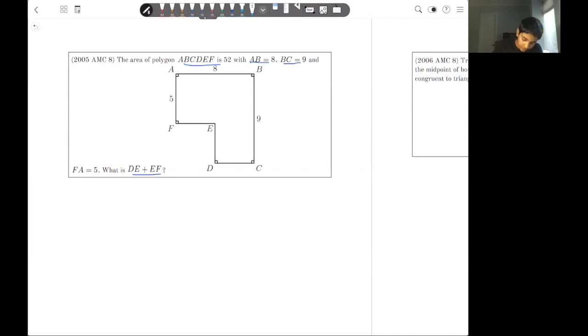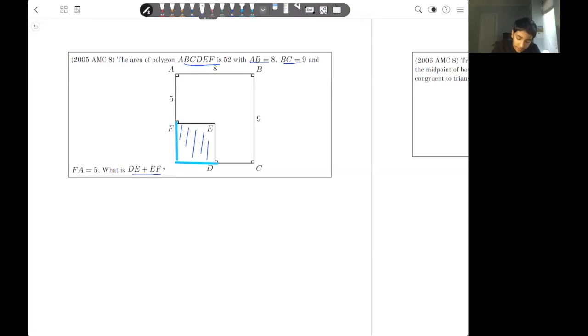You can actually just extend these lines, just like earlier, to form a rectangle. The difference here is that the area is not going to be the same because now we don't have this region in the middle. So the area is not the same. The perimeter is. Okay, so the area of this polygon is 52.